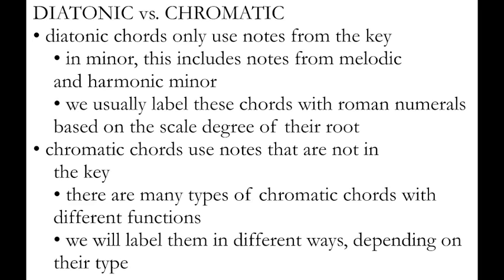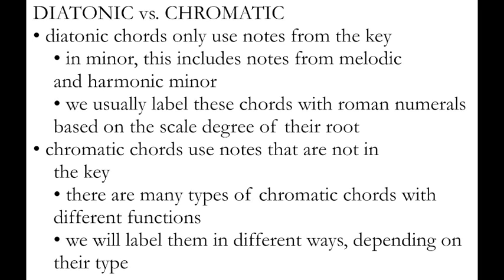When we're talking about these chords, we label them with Roman numerals based on the scale degree of the root. So if we see a triad built on the third note of the scale, we give a Roman numeral 3. If we see a seventh chord based on the sixth note of the scale, we would label it with a 6, 7. This is all old stuff.